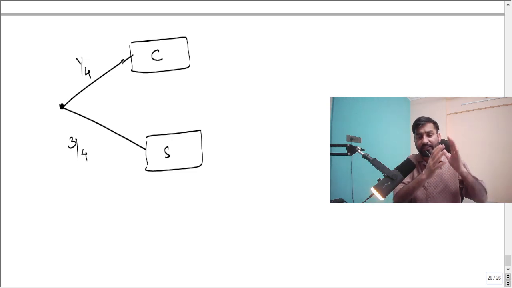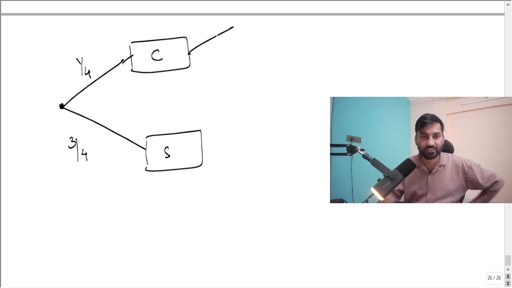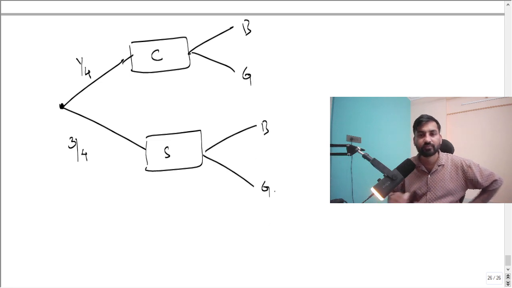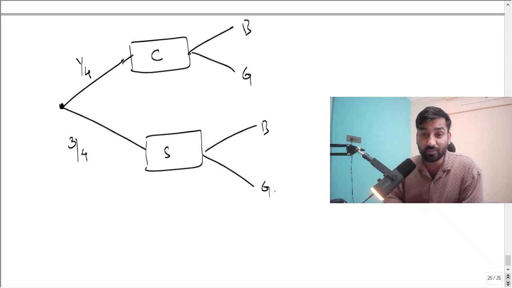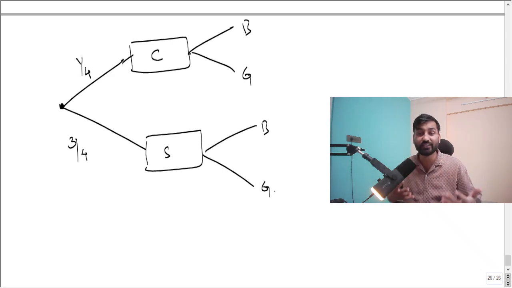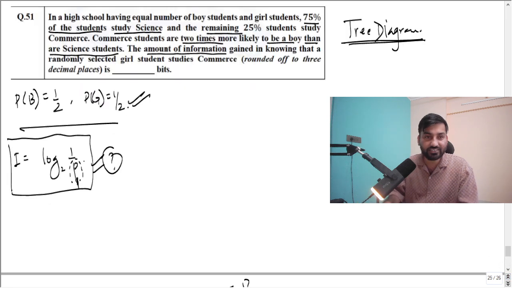Now, these commerce students can be boy as well as a girl, right? They can be boy or they can be girl. Now in the question they have mentioned that the commerce students are 2 times more likely to be a boy than the science students. This is the line that you have to understand. Commerce students are 2 times more likely to be a boy than the science students.